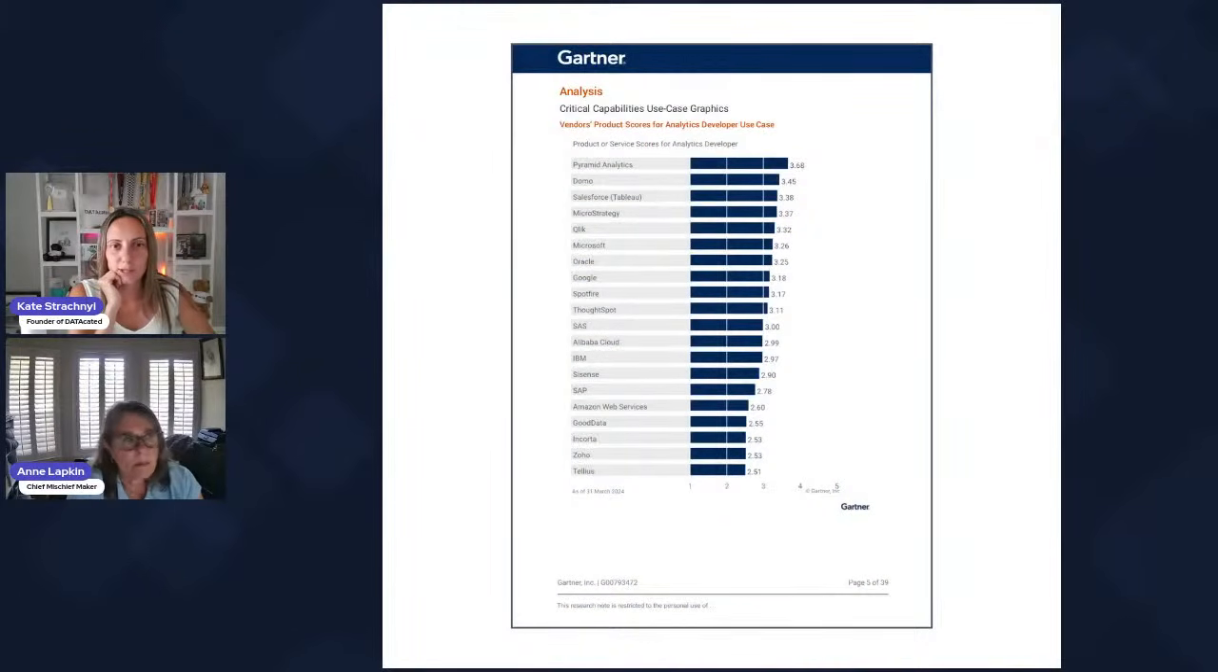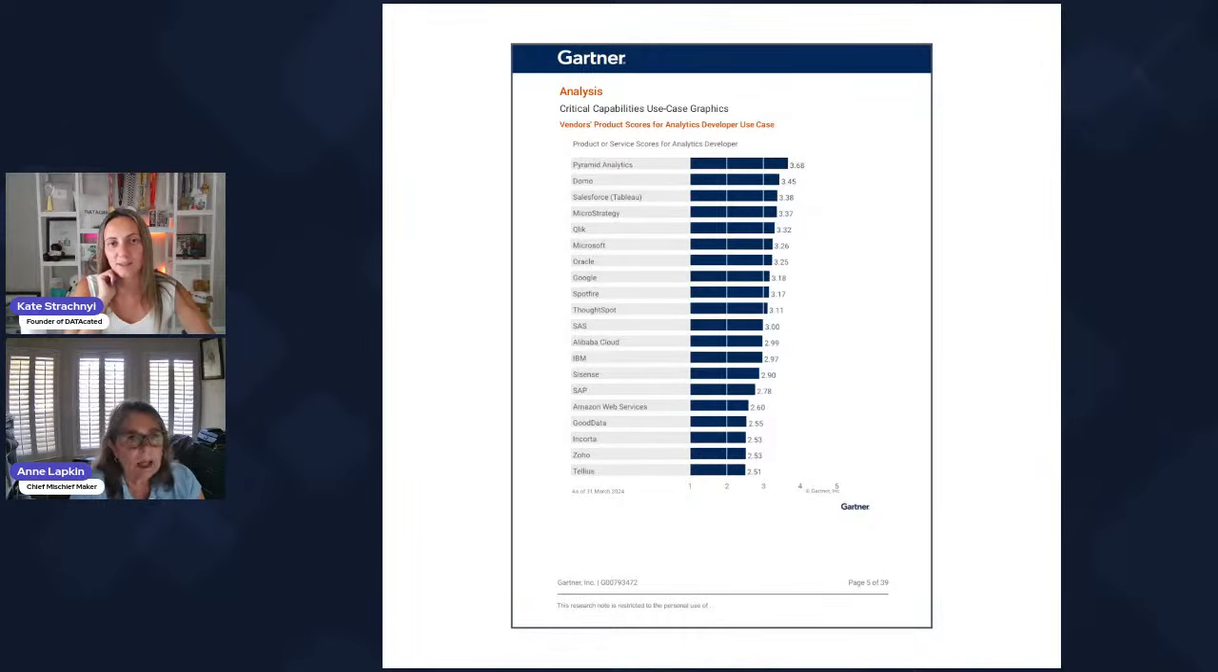Okay, so those are some of the biggest shifts for the Magic Quadrant. I want to also look at the critical capabilities report, and maybe we just go one at a time here. I'll put it up on screen for us. So, four use cases. This one was the analytics developer use case. We see Pyramid, Domo, Salesforce, and MicroStrategy sort of towards the top. Would you say that was expected for this use case?